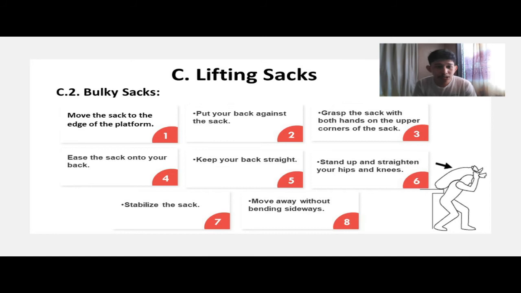So the fifth one is to keep your back straight. You have to keep your back straight so that you can efficiently carry the bag. So the next thing that we need to remember is to stand up and straighten the hips and knees. After you are able to ease the sack onto your back, you are now preparing yourself to carry it by standing up and straightening your hips and knees.